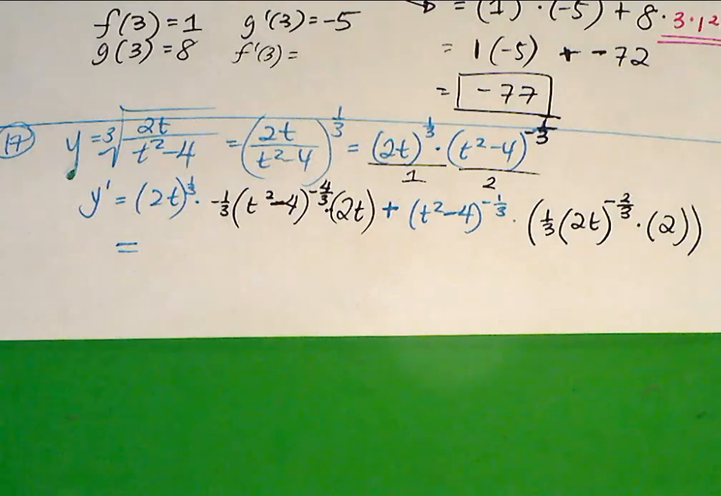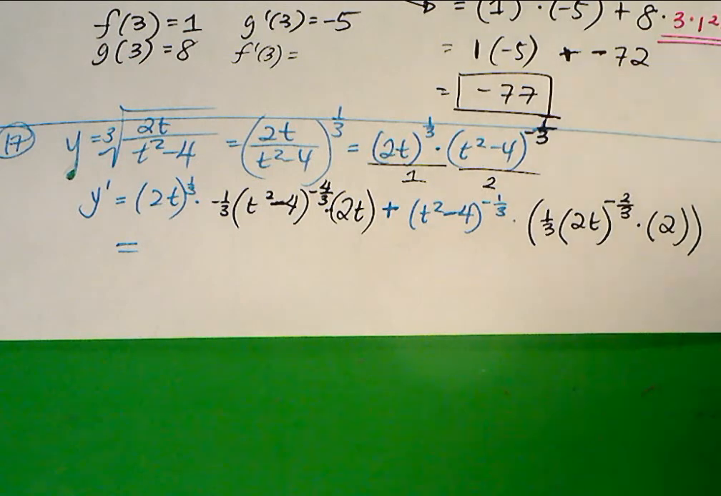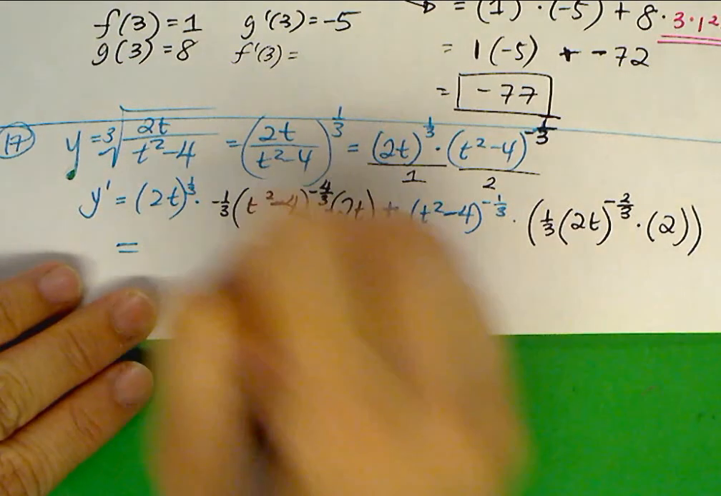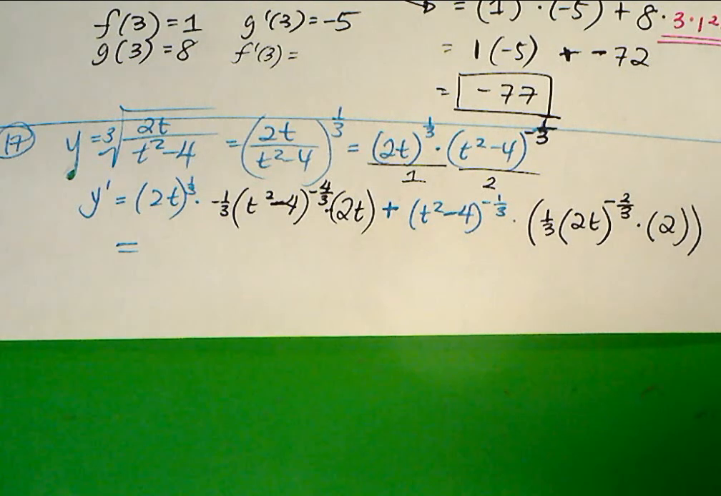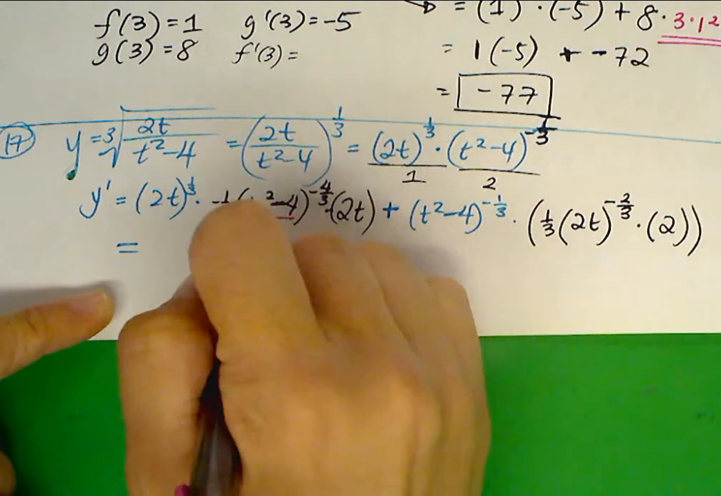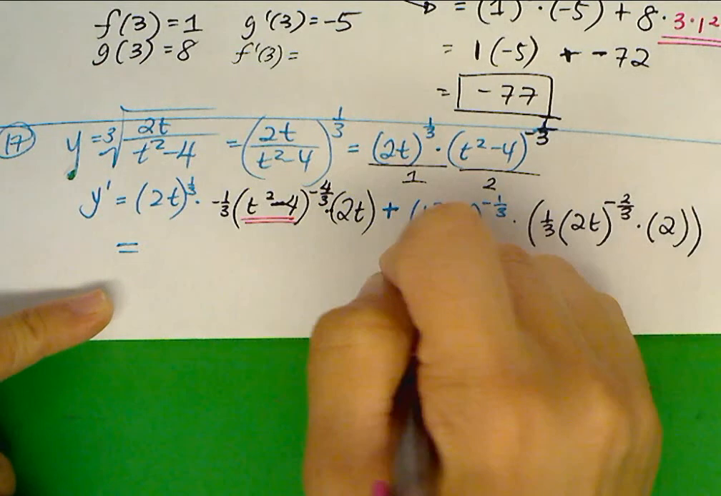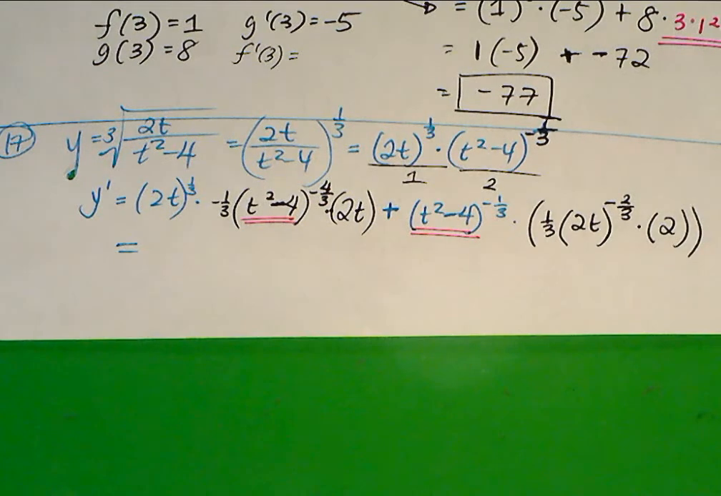Wow, this is ugly. Okay, let's just try factoring right now. What do you guys see that we can factor out? 2t. The 2t's? Okay. T squared minus 4. That can be factored out, right? Would you factor out negative 1/3? That's a good question.